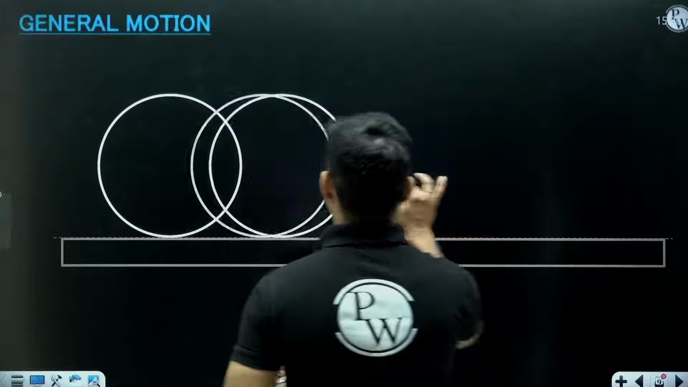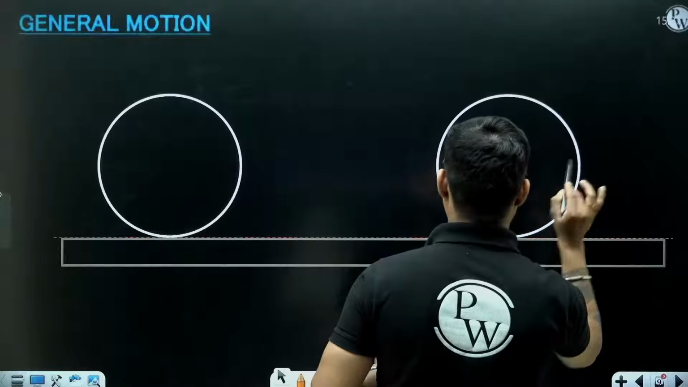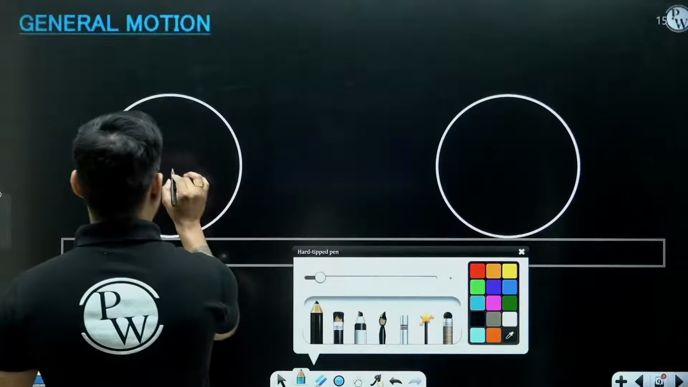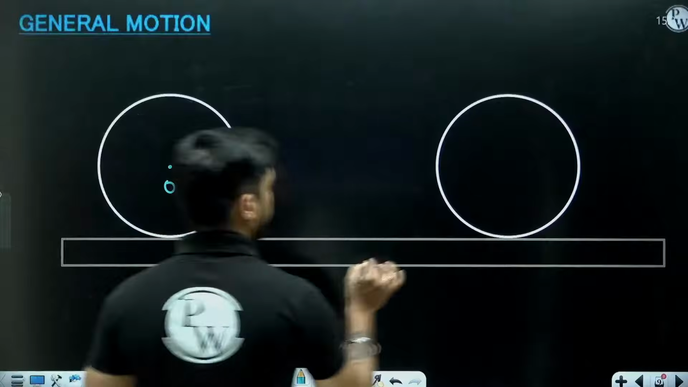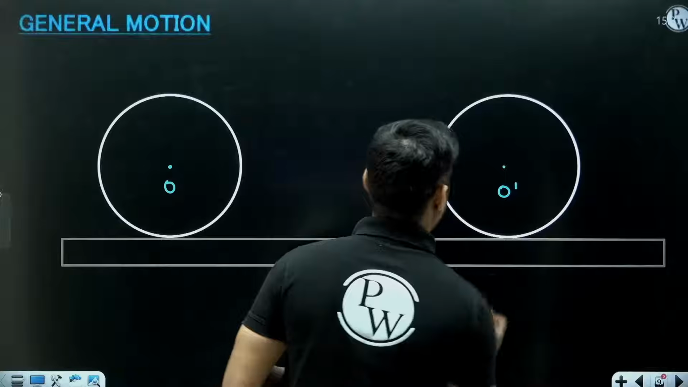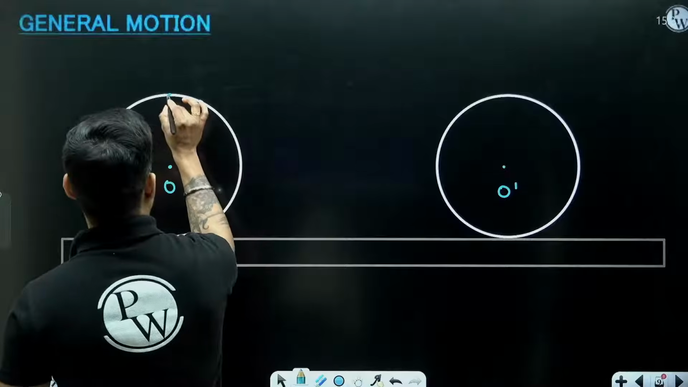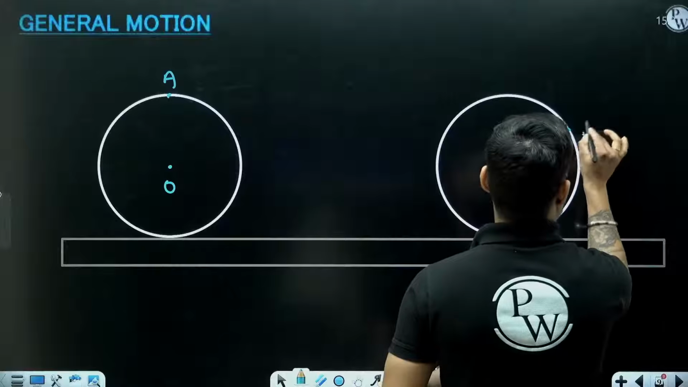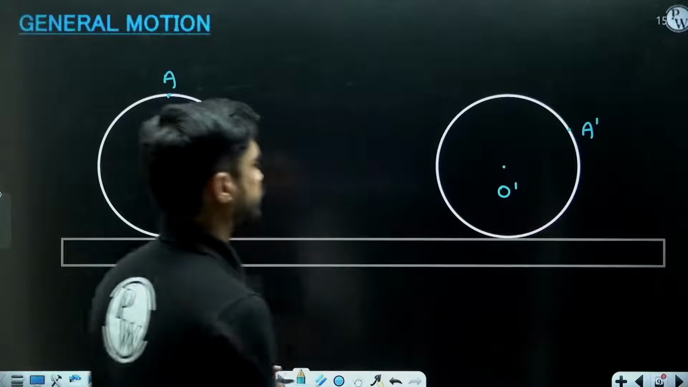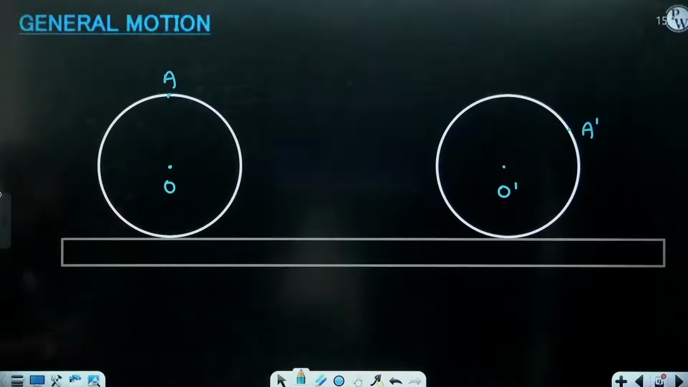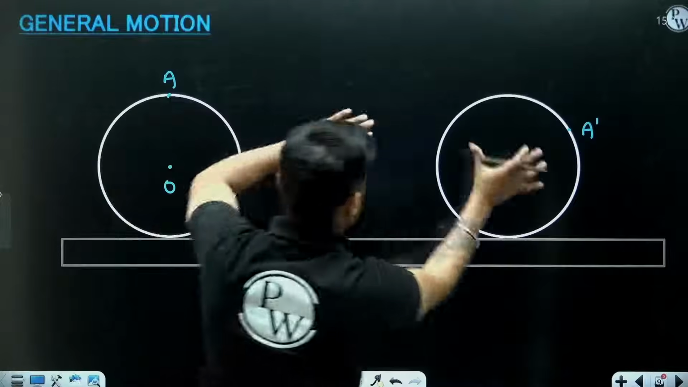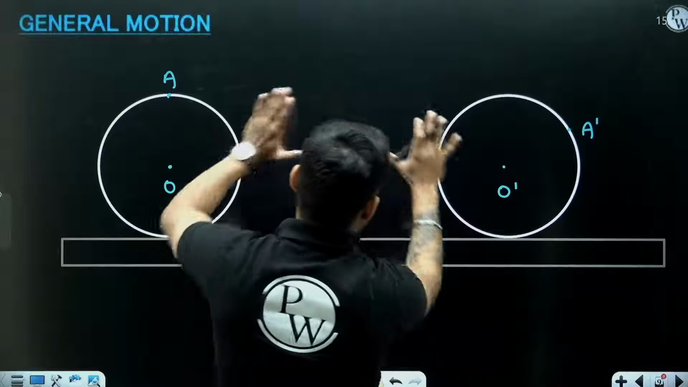from here to here. Okay, understand this. This is the center O. It came here, O dash. Let's say this is a point A and it came here, A dash. Now understand this. How did it move from here to here? It was rolling without slipping.